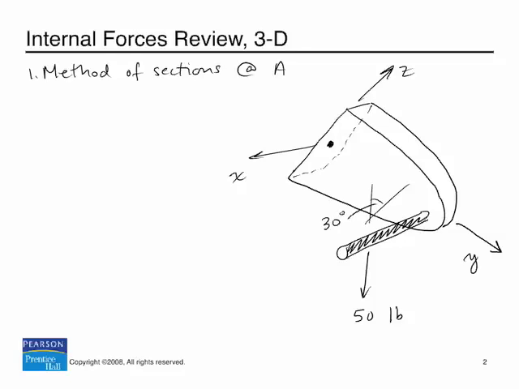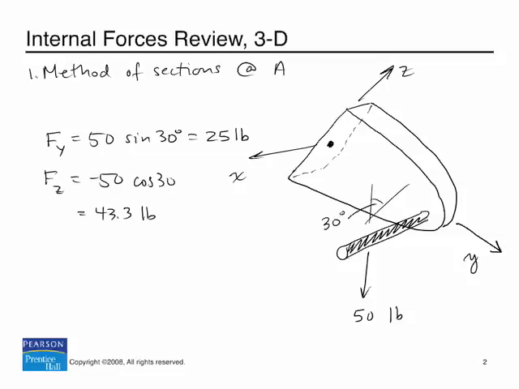So for example, if we wanted to project that onto the y-axis, we would find that Fy is 50 times the sine of 30 degrees, which is equal to 25 pounds. And Fz is going to be minus 50 times cosine of 30, which is equal to 43.3 pounds. Okay, so the 25-pound force is oriented that way. The 43.3-pound force is oriented in the z direction that way. Now I threw the minus sign in there on the Fz calculation because obviously it's going in the negative z direction.